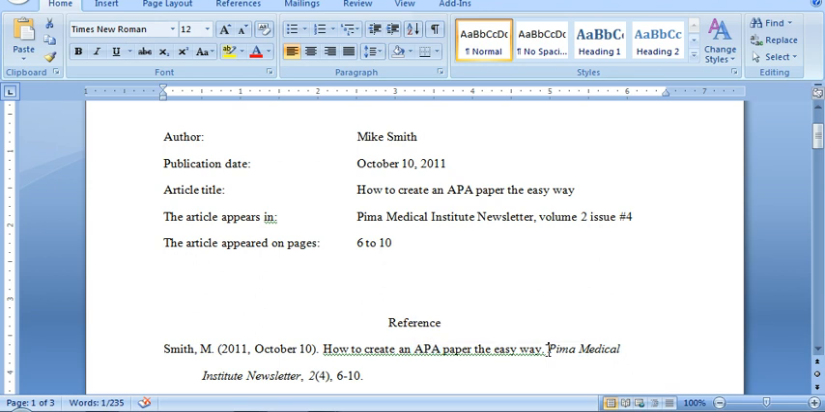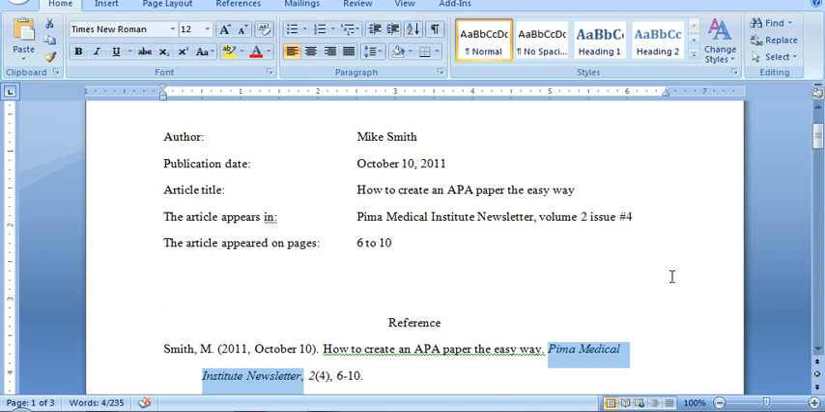However, we do capitalize every word in the title of the publication itself. So in this case, Pima Medical Institute newsletter, every word has a capital letter. APA rule for journal and magazine titles, we capitalize every significant word of 4 letters or more, and we also put the title into italics.